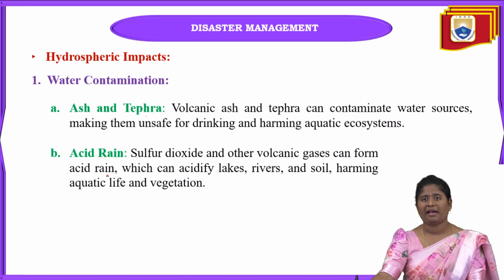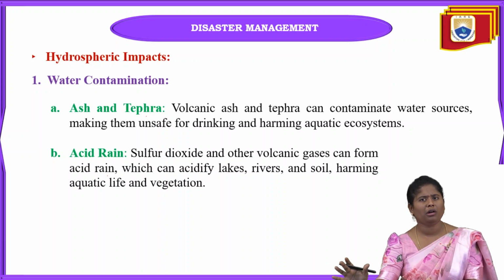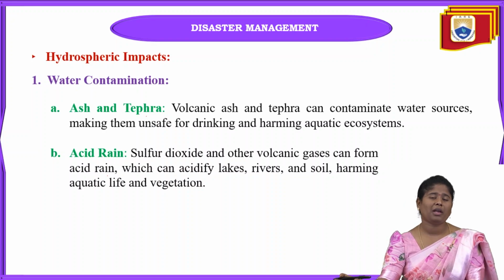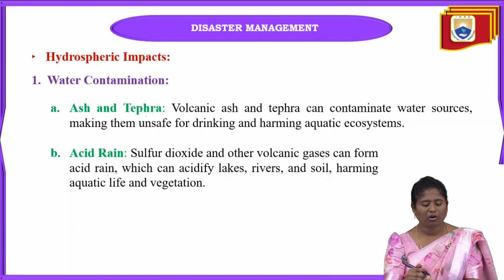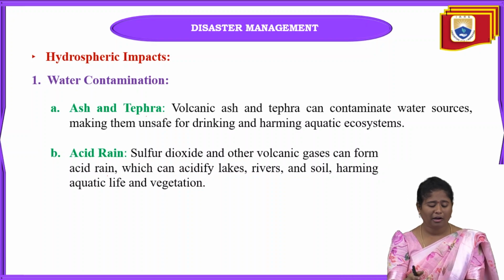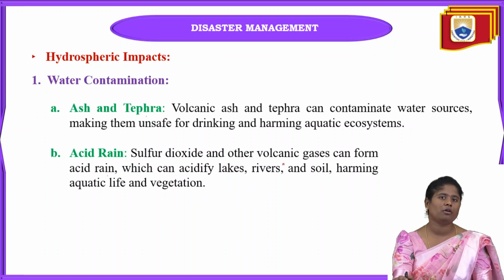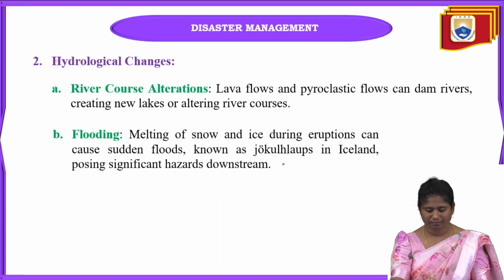Next one is acid rain. When sulfur dioxide, carbon dioxide, chlorine, bromine, and other gases go into the atmosphere, they cause acid rain. Because of this acid rain, the overall water surfaces can be acidified, some soil can be harmed, aquatic life can be harmed, and vegetation can be harmed.